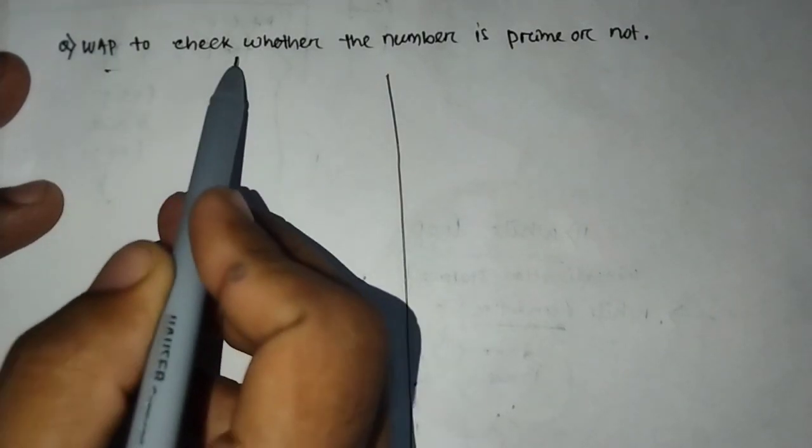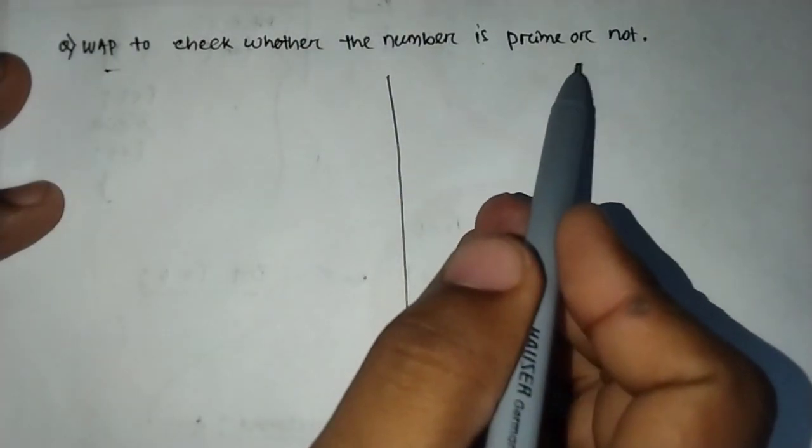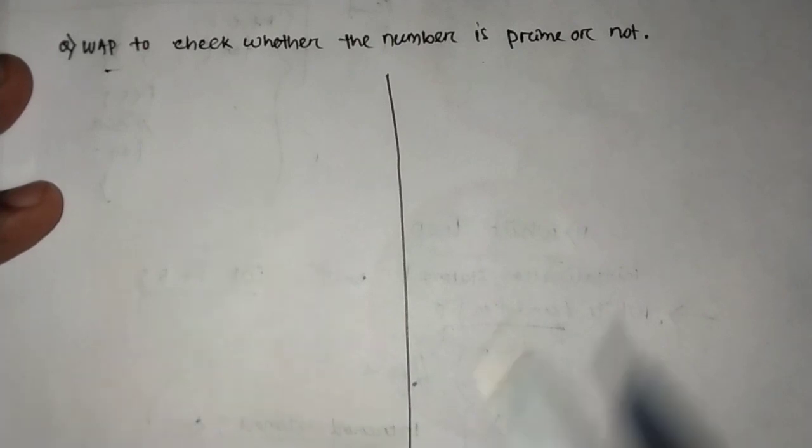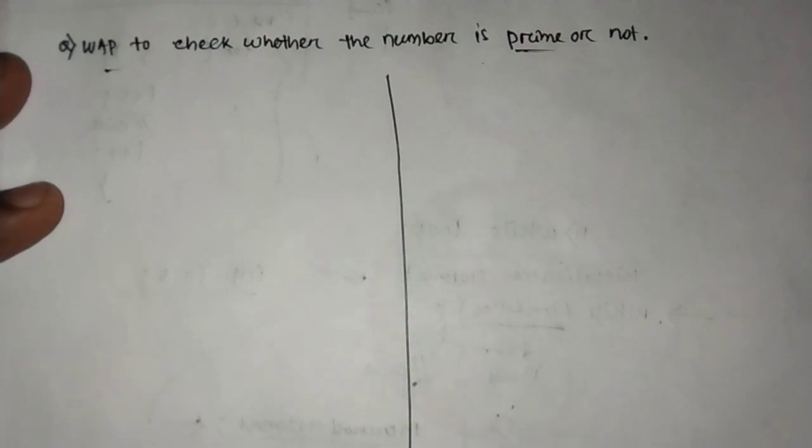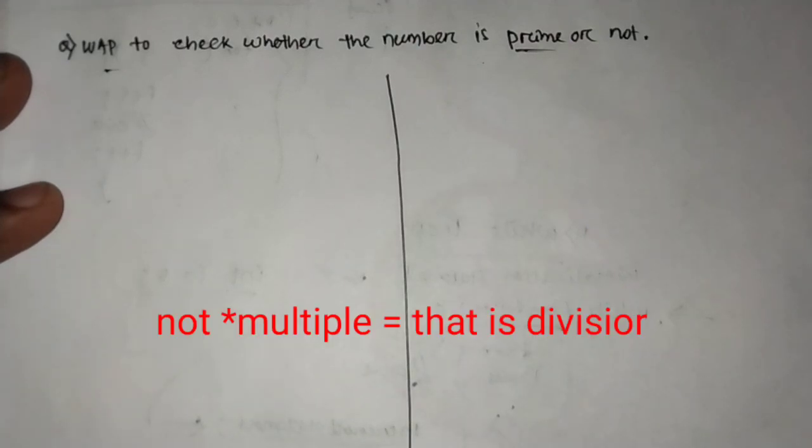Write a program to check whether the number is prime or not. What is a prime number? First we have to discuss what a prime number is. Prime numbers are those numbers which have only two multiples. These two multiples are 1 and the number itself. If any number has more multiples than these two, that is 1 or the number itself, then it is not a prime number. So we have to check whether the number inputted by the user is a prime number or not.